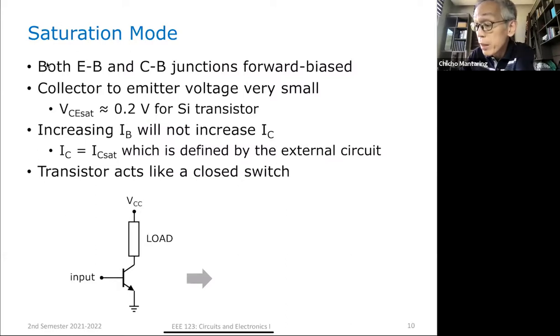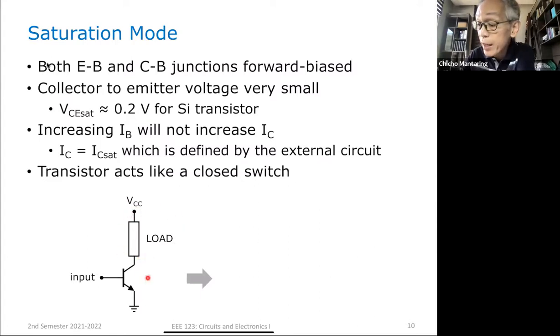If you think about your collector resistor as your load, think about RC as your load. If the voltage across your transistor is very small, for silicon, for example 0.2 volts, compared to, let's say, a large VCC, then it's almost as if the entire VCC is applied across my load. Again, when the voltage between my collector and emitter is very small, and for silicon the smallest it can be is about 0.2 volts, then it looks like my entire VCC is going to be applied across my load.